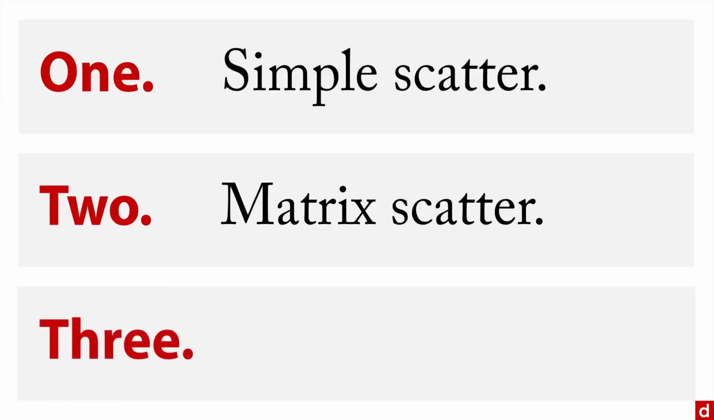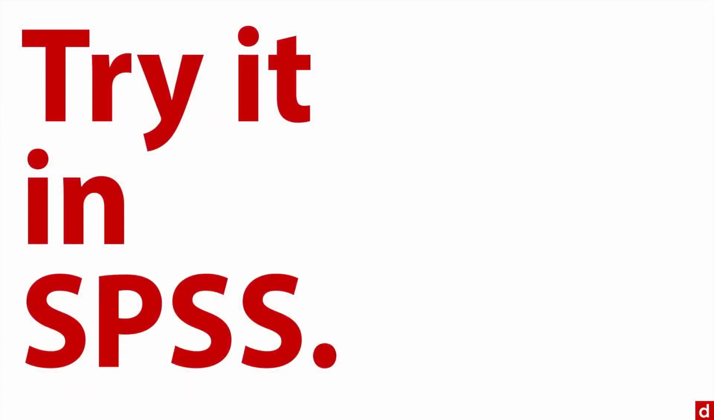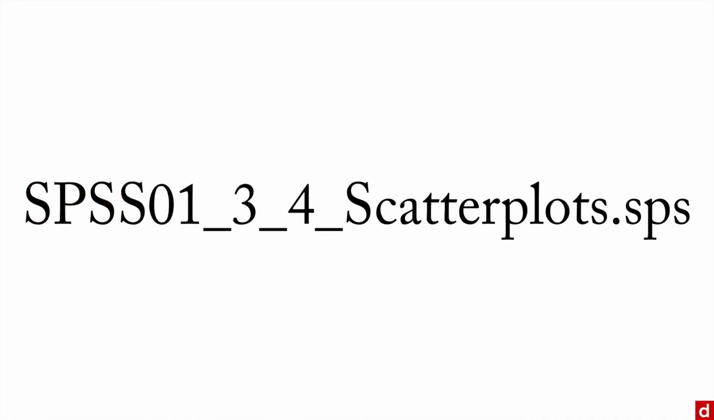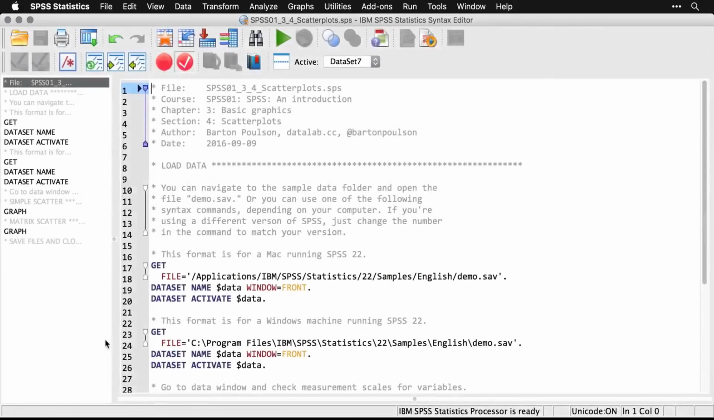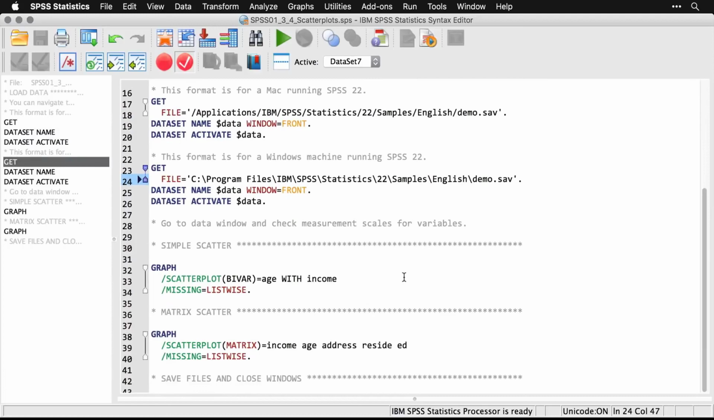And number three, SPSS is able to do a 3D scatterplot, but I'll have some words to say about that a little bit later. But let's try this and see how scatterplots work in SPSS, at least very basically. So just open up this syntax file and we can see how it works. When you open up the syntax file, we have the same situation where you can load the data. We'll use demo.sav, and you can use this command if you're on a Mac using version 22 and this command on Windows version 22. But we're just going to make a couple of scatterplots, and it's a really basic, easy command.